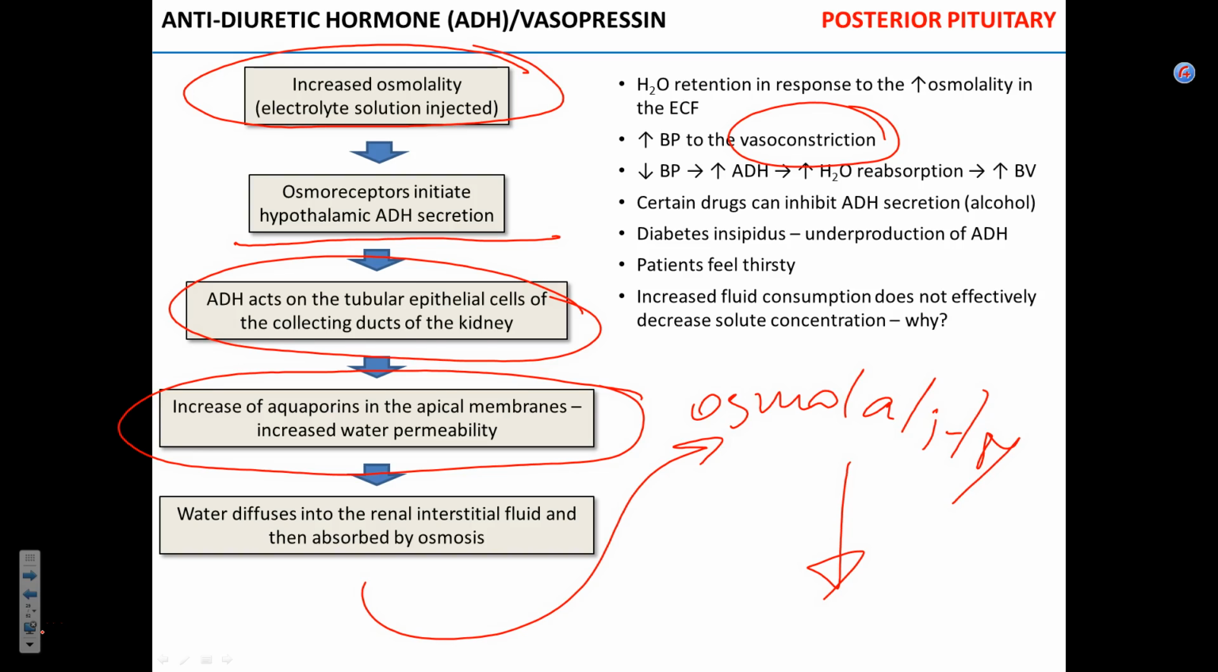What if you drink like 3 shots of vodka? You bet. You're going to go to the restroom more frequently than if you drink 3 shots of water. The reason? Alcohol will inhibit ADH.